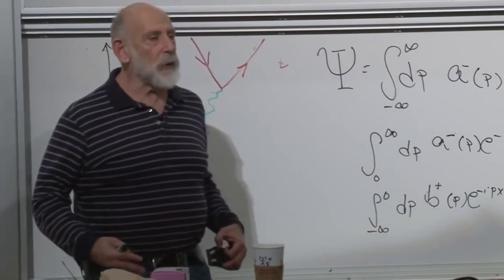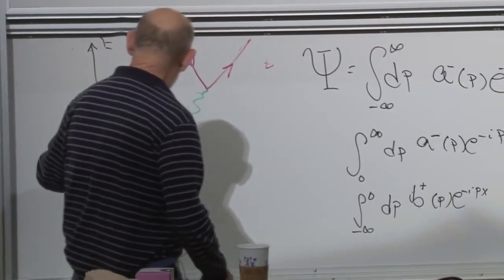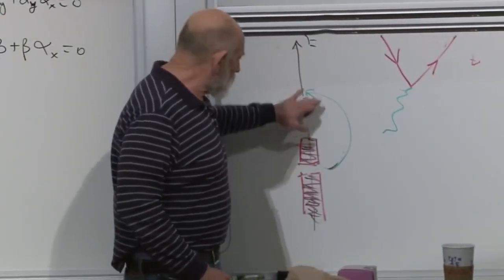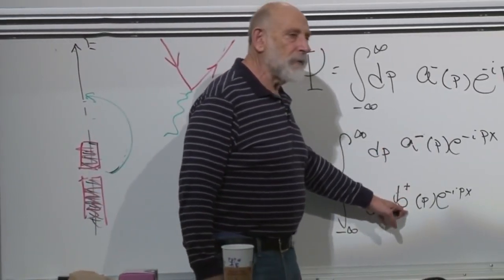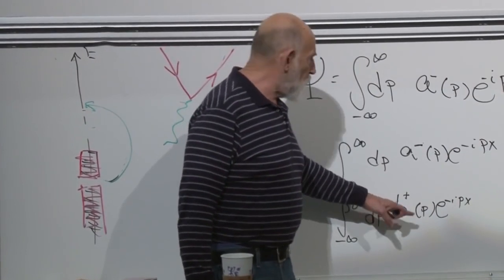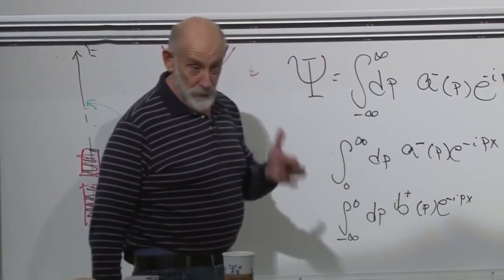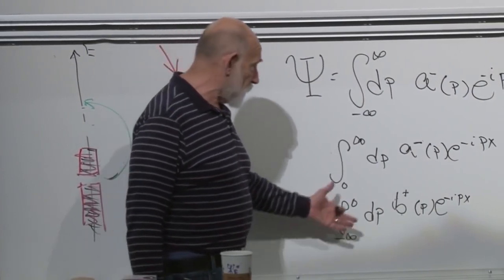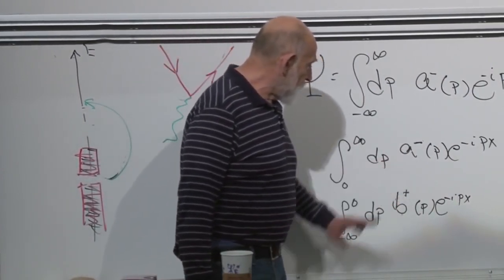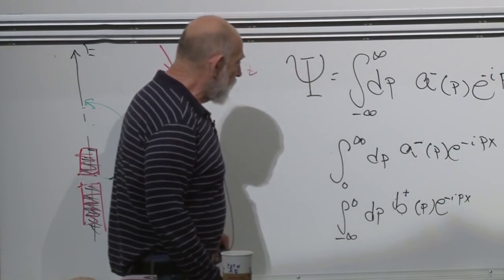What does it do? Remember what it did. It annihilated a negative energy electron. In other words, it created a positron. So let's call this the annihilation operator of a negative energy particle. Let's call it a creation operator for a positron. And he labeled them B's. I don't know why B's, but A's and B's, electrons, positrons.